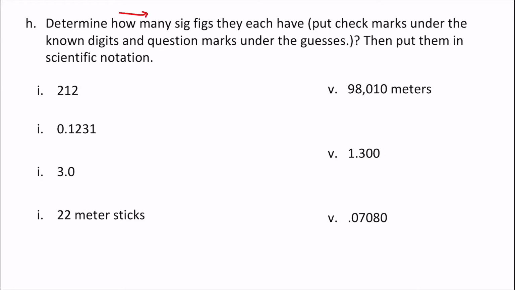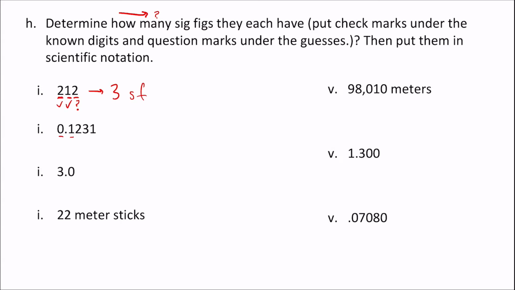The rightmost digit is going to be the guess. So for example, for the first one, this, and this, they're all significant because they're all non-zeros. So the one on the right is our guess. These two are known. So this has 3 sig figs. We're going to do that first for all of them, then we'll go back and put them in scientific notation.